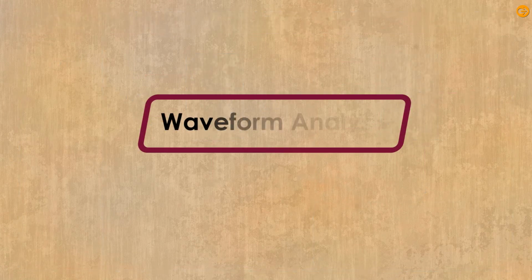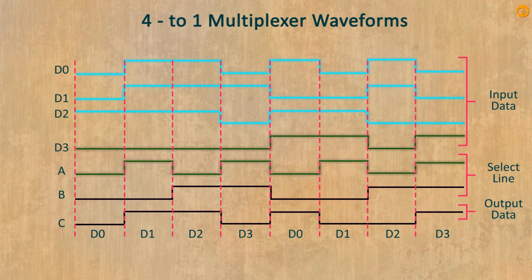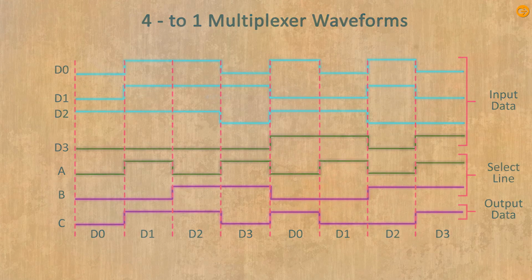Now the waveform analysis. The graphical representation of the inputs, select lines and the output is shown in the figure. We can see that for several data inputs, the output changes according to the select line inputs as it clearly follows the Boolean expression of the system.